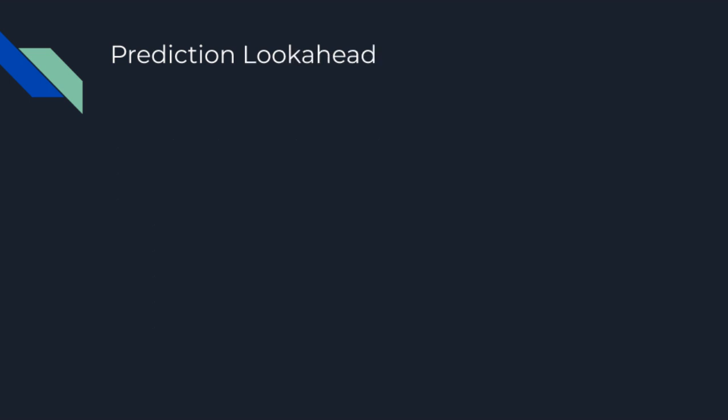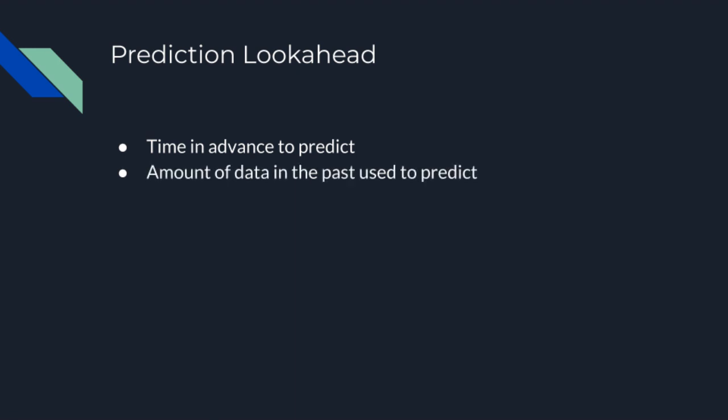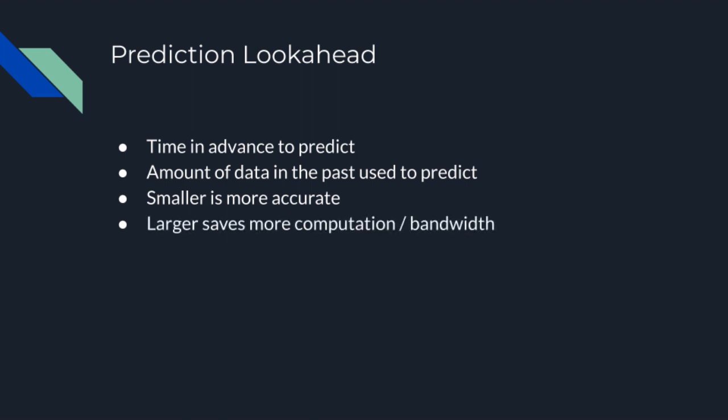The prediction lookahead is essentially how far into the future we try to predict, or how much data we try to predict. It's also how much of the past data we use to predict the next frame, so essentially how many past frames do we use for the next prediction. A smaller lookahead is more accurate, so it's easier to predict where someone's looking half a second later versus 10 seconds later. However, larger lookaheads save much more computation and bandwidth, which I'll describe with the next few points.